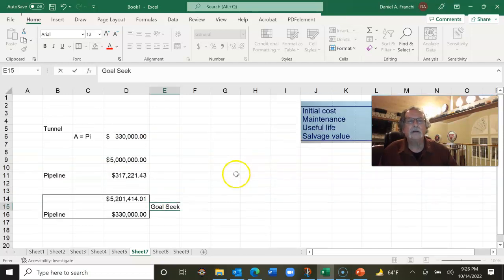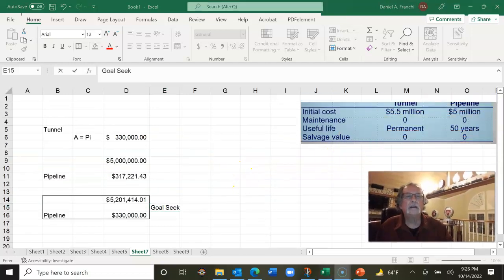If our pipeline costs $5.2 million instead of $5 million, we're basically at break even with the $5.5 million tunnel case. So that's kind of what I was talking about with the sensitivity component of this.